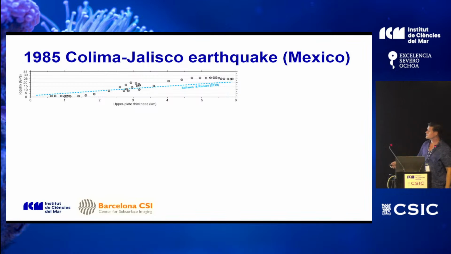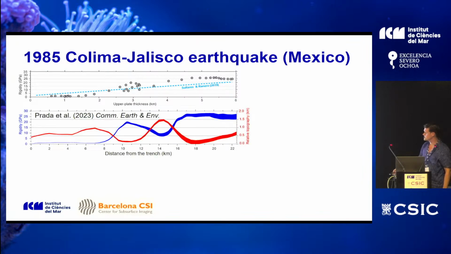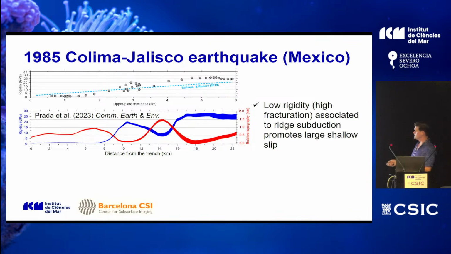But if we plot the rigidity, instead of versus upper plate thickness, versus distance from the trench, and we plot the relative topography of the plate interface, we actually see that these large topographic anomalies are causing localized areas of low rigidity in the upper plate. So low rigidity in this area, in particular, is associated to the ridge subduction. And as we have seen in previous studies, the low rigidity of the upper plate promotes large slip in the shallowmost part in the case of a shallow earthquake.